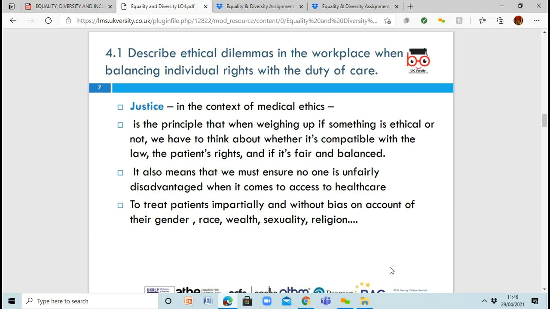If there's a particular medication that is available, should this person get it? Why should they get it? And so on. You're having to look at it. It also means that we make sure that we're not treating anybody unfairly, that people in general are not unfairly disadvantaged, especially when it comes to access to healthcare. I mean, that's the great thing about the UK NHS system, is that anybody, regardless of how much money you have or how much money you don't have, you will get treated.